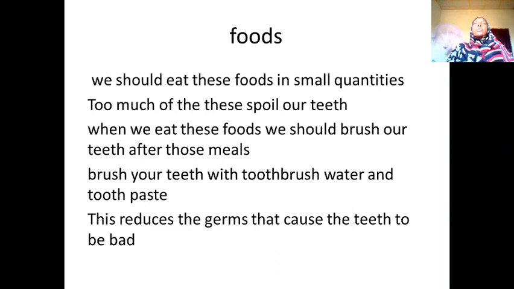When we do this, we reduce all the food particles that have been stuck in our mouth, and we kill the germs when we brush our teeth, and we would have good breath because of brushing our teeth.